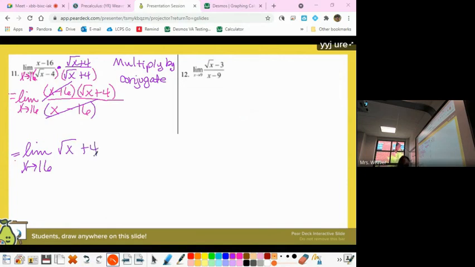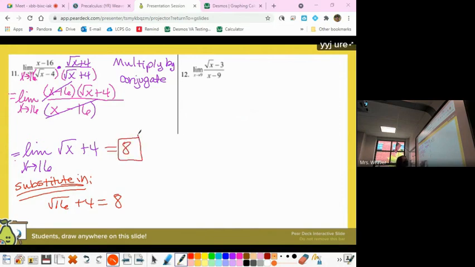Now we can substitute into that because we won't get a denominator of 0. So now we've got it in a form that we can substitute in. Okay, so I get the square root of 16 plus 4. Square root of 16 is 4. 4 plus 4 is 8. So this limit equals 8.